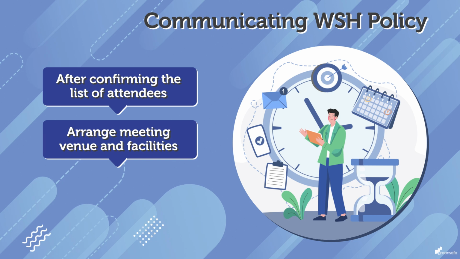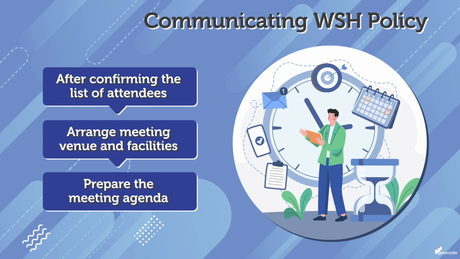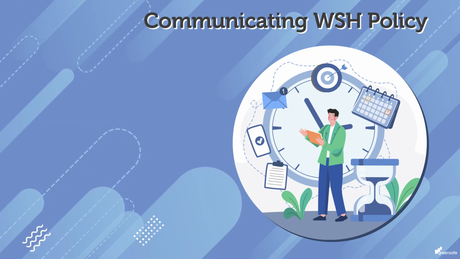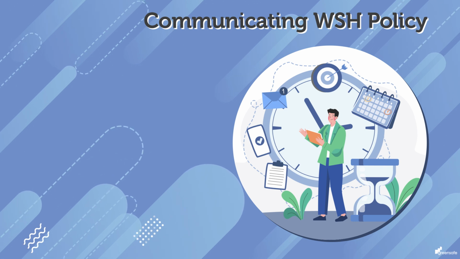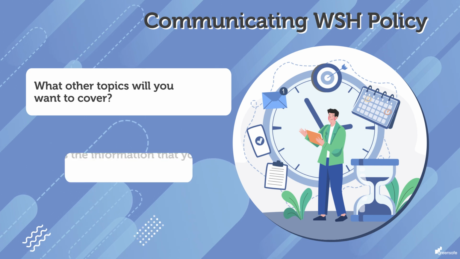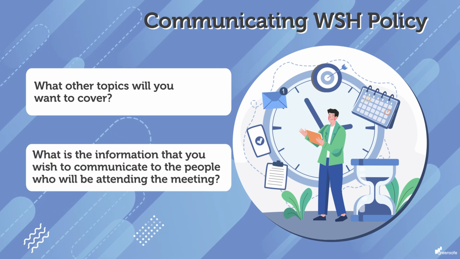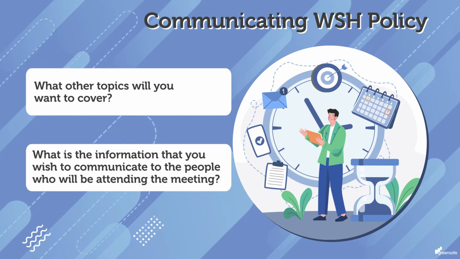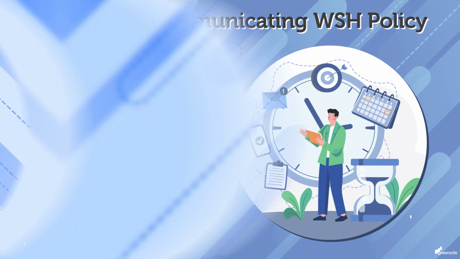Once all that is settled and the meeting is more or less confirmed, you can start preparing the meeting agenda. What goes into the agenda? Well, you can start by making a list. What other topics will you want to cover? What is the information that you wish to communicate to the people who will be attending the meeting? Once you have a list of things to cover, you have your agenda.